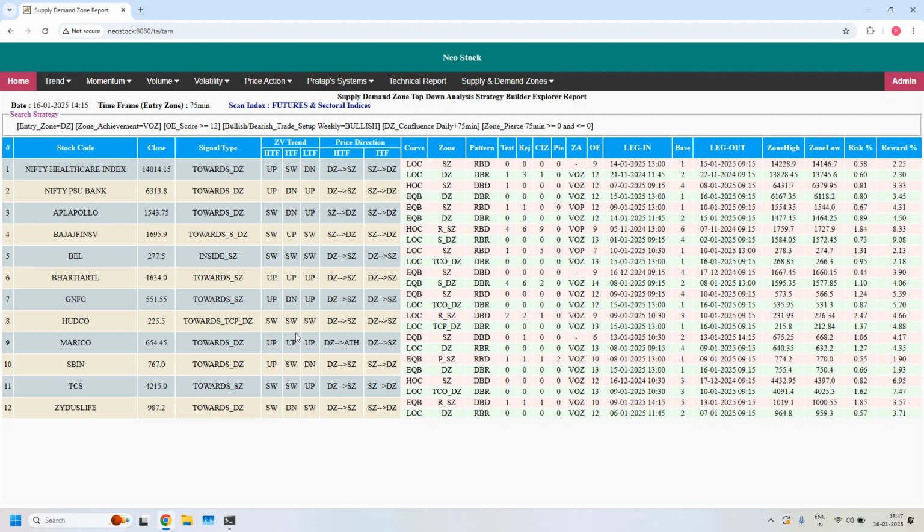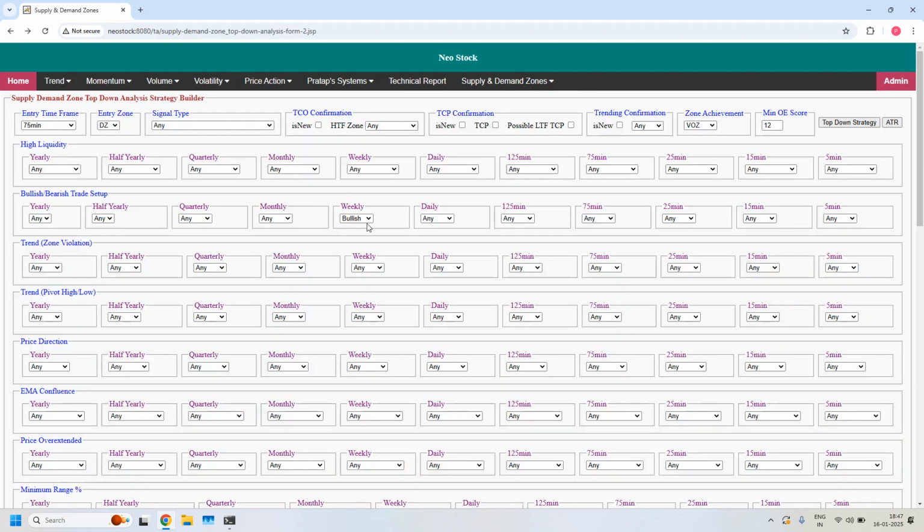Some mistake I made in this list. I set a wrong filter. Sorry, I am regenerating this bullish trade setup again. Please ignore the earlier one. See, this is wrong.